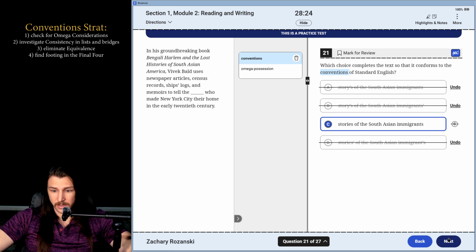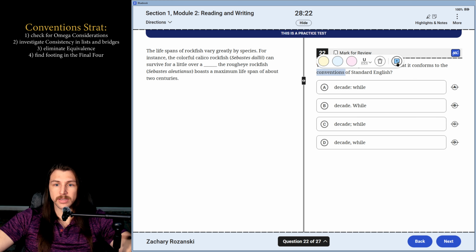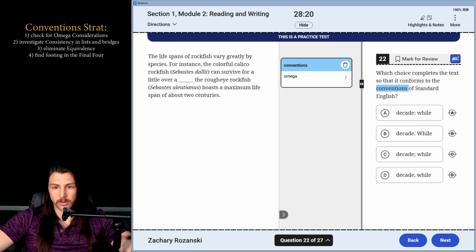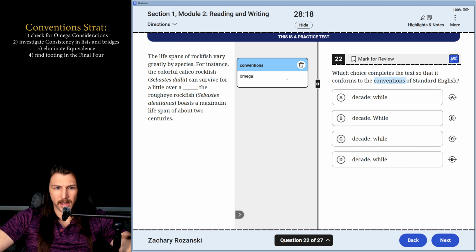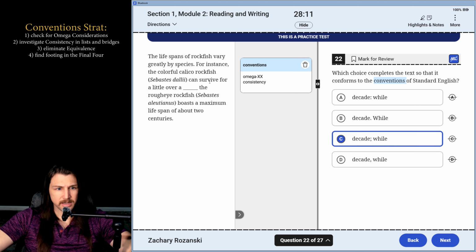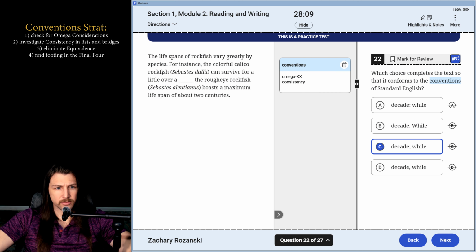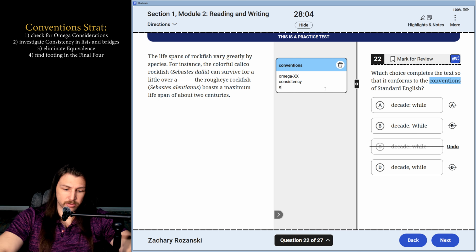And then we can just pick that sucker and move on. 22. We are looking for any omega considerations that are here. I don't see any that are obvious, so I move on to consistency. In this consistency, I'm going to go after this semicolon. Give me a little bit more space to look. I don't see another semicolon, therefore semicolon in this step 3.